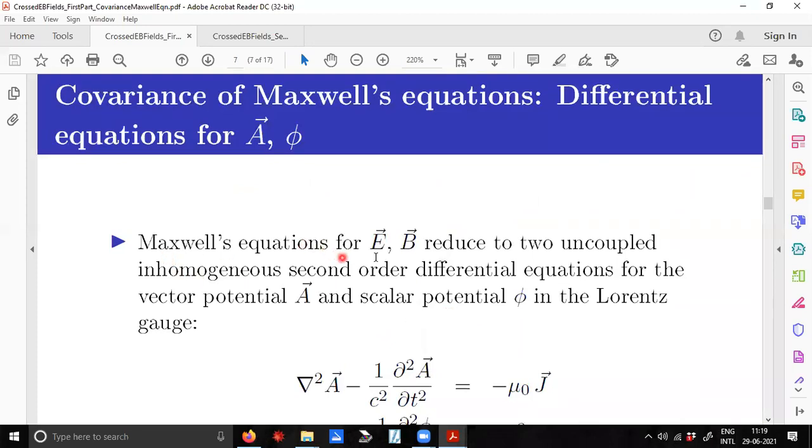Now, Maxwell's equations for electric and magnetic fields can be reduced. Maxwell's equations are 4 equations for the vector potential, electric field and magnetic field.